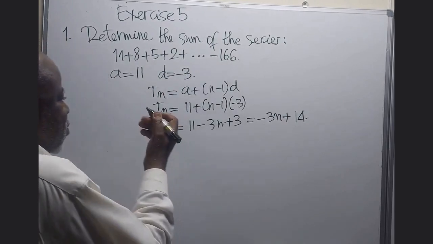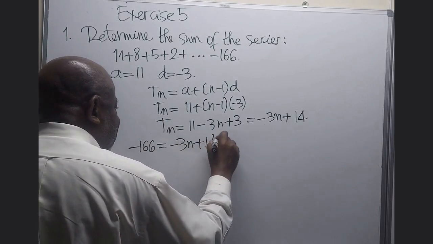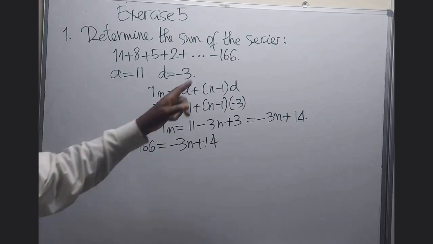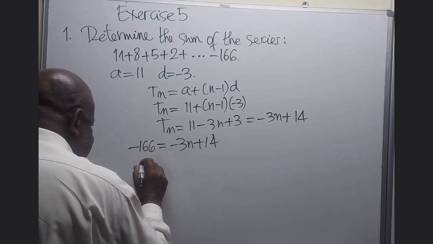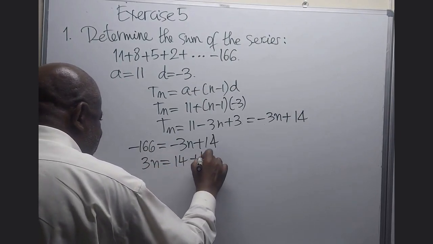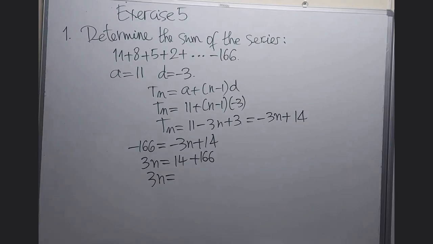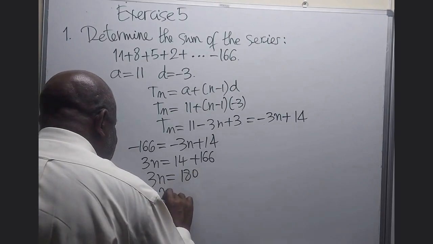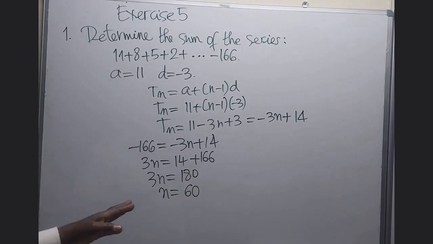So as Tn here, we know it is negative 166, equal to negative 3n plus 14. We want to get the position of this last term. So we'll be having 3n is going to be equal to 14 plus 166. Then we're getting 180. So our n will be 60. The last term position is 60.